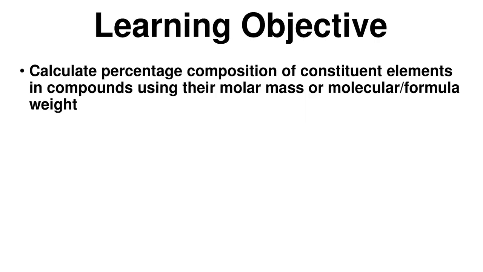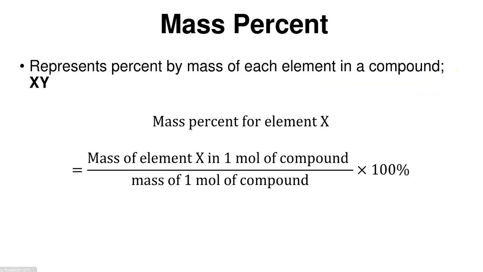So our learning goals today, our main objective will be to calculate the percentage composition of the constituent elements in a compound, of course, using their molar mass or their molecular weight or the formula weight, depending if the compound is an ionic compound or a molecular compound. So mass percent, again, in the early part of this class, when we did the review about percentage calculation, we talked about that there's need for some knowledge or competence to know how to do percentage.